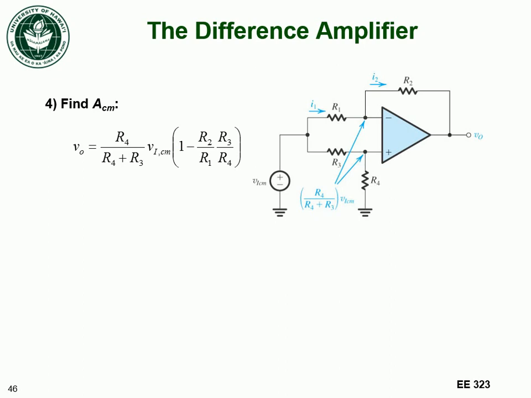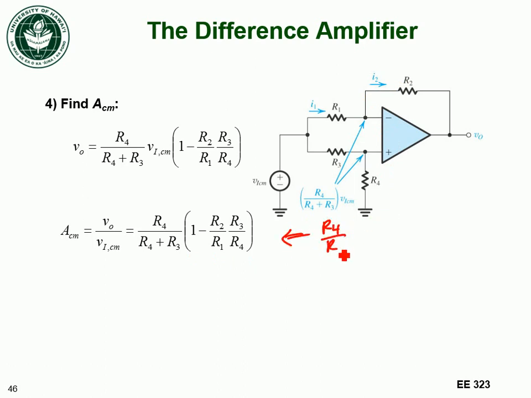Okay, so this is our equation from the last slide. And I'm just going to normalize the left-hand side by the common mode voltage. So I'm left with the second equation here. And let's look at the second term in the bracket. Remember, in order to make this difference amplifier work, we chose that R4 over R3 is equal to R2 over R1. So if I plug this relationship back into here, then this term within this bracket actually goes to zero.